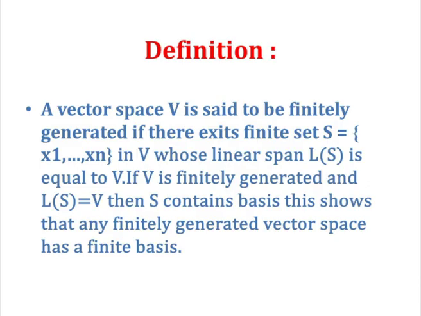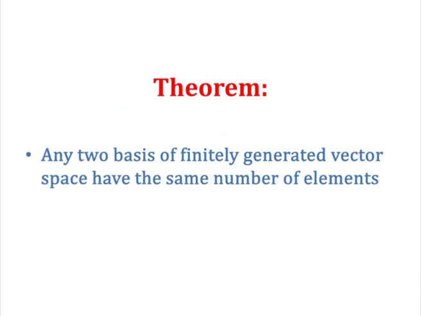xn in V, whose linear span L of S is equal to V. If V is finitely generated and L of S equals V, then S contains a basis. This shows that any finitely generated vector space has a finite basis. Theorem: any two bases of a finitely generated vector space have the same number of elements.